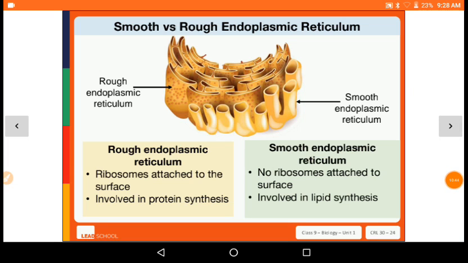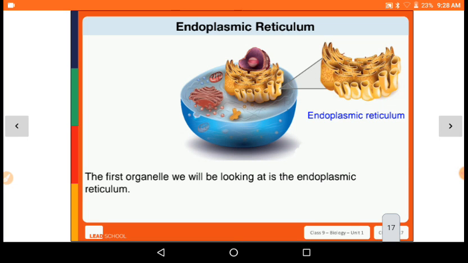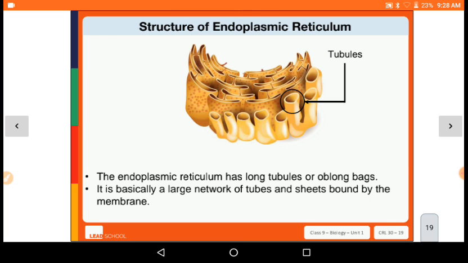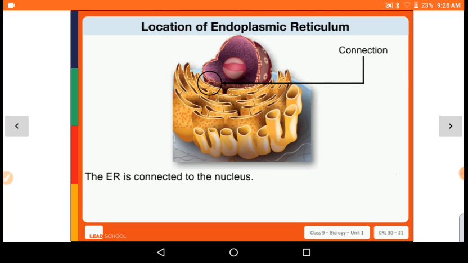Okay, we will now take a quick summary on this PDF. Endoplasmic reticulum: we saw its function, location, and all the parts. First, the shape of the endoplasmic reticulum is like a conveyor belt. Then its structure has two parts: long tubules and long oblong bags. Tubes are a network of tubes, and sheets are membranes. It has a structure similar to the plasma membrane, contains lipid and protein, and is connected to the nucleus.